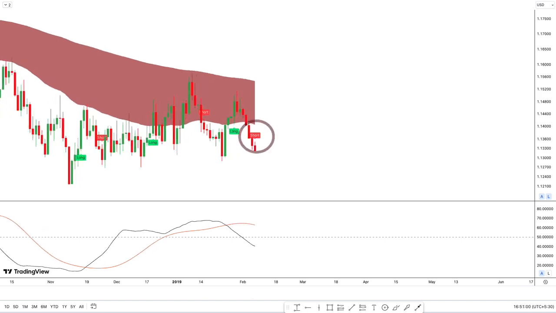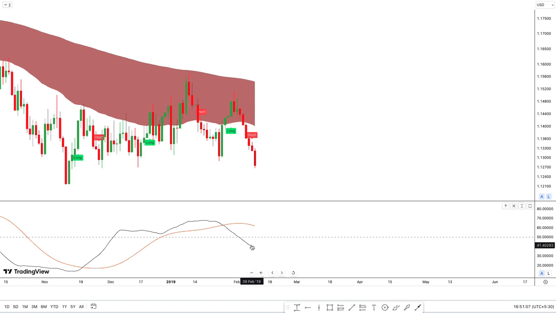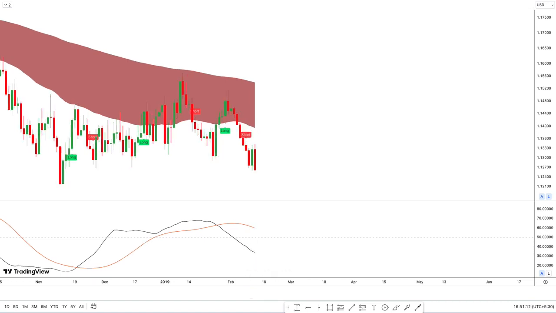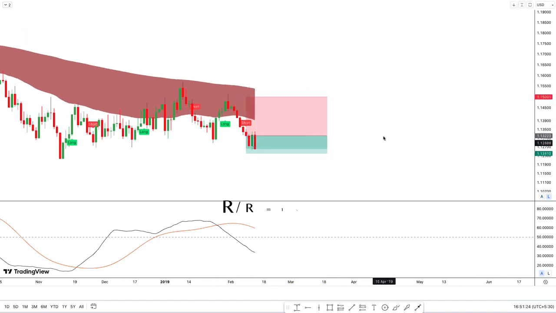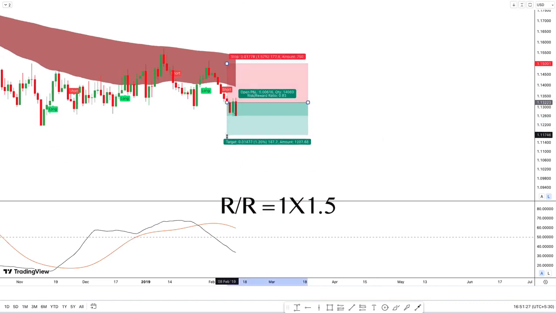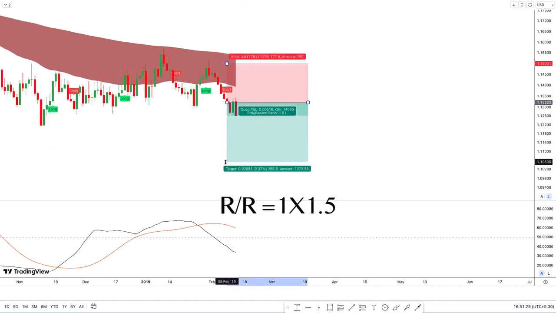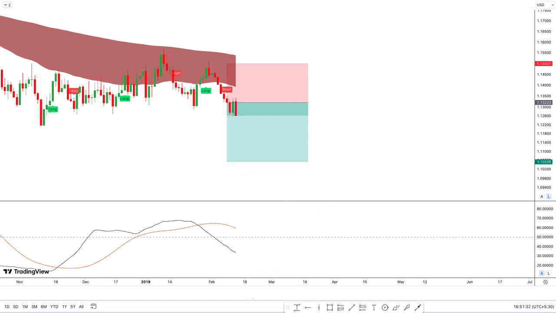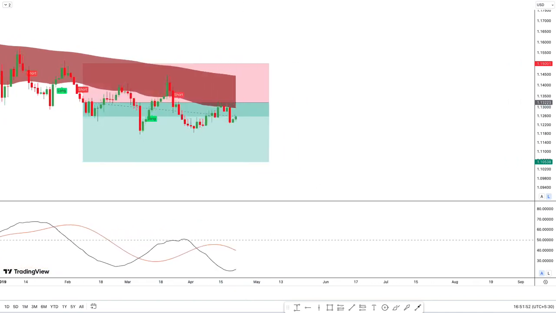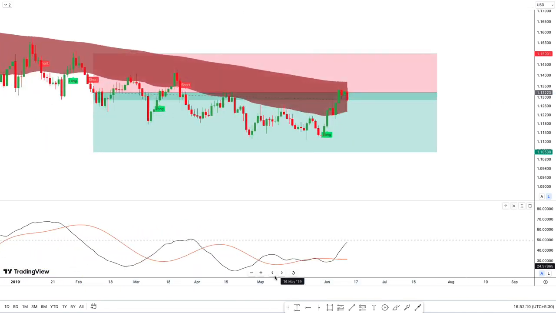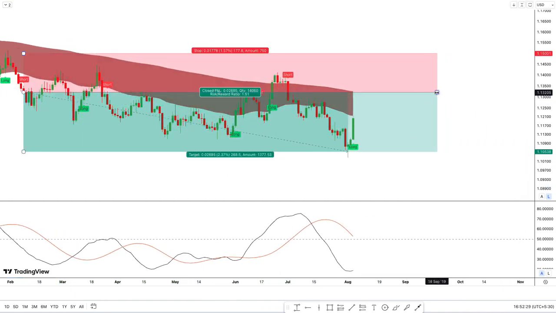For this short signal to be valid, the Ultimate RSI line should be below the midline and it should also be below the signal line at the time the signal is printed. All the mentioned conditions are met on this candle, so we enter a short trade. Set the stop loss above the most recent swing high. For the take profit, we're going to set it at 1.5 times the risk for a risk-reward ratio of 1:1.5. Let's see how this trade plays out. You can see this trade hit take profit.